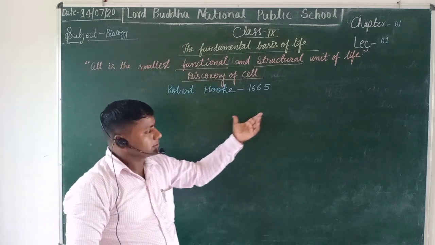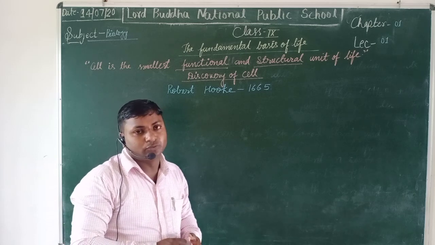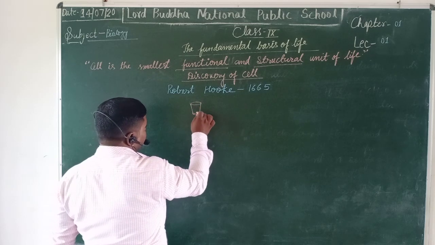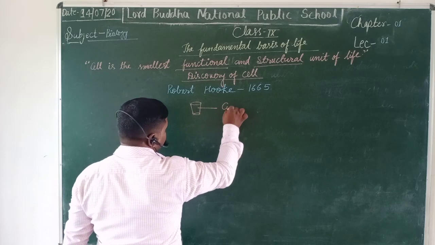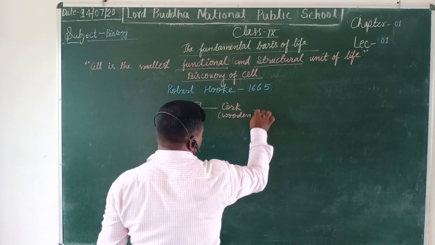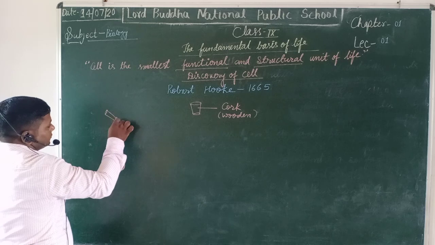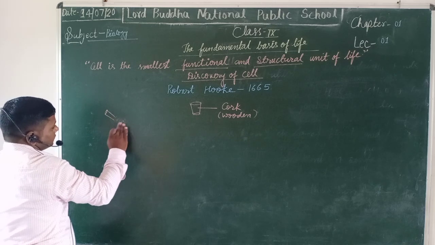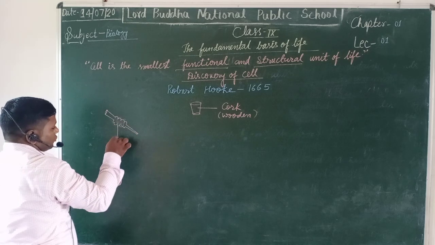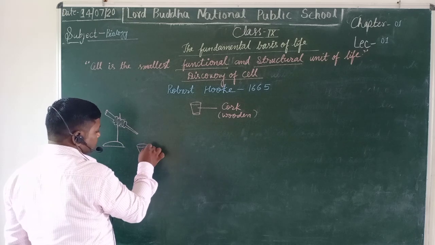In 1665, when he was working in his laboratory, in earlier days the capping of bottles was done by a wooden plug-like cap. This plug-like cap is wooden and known as cork. During his work, under a simple microscope, he looked at this cork cadmium.